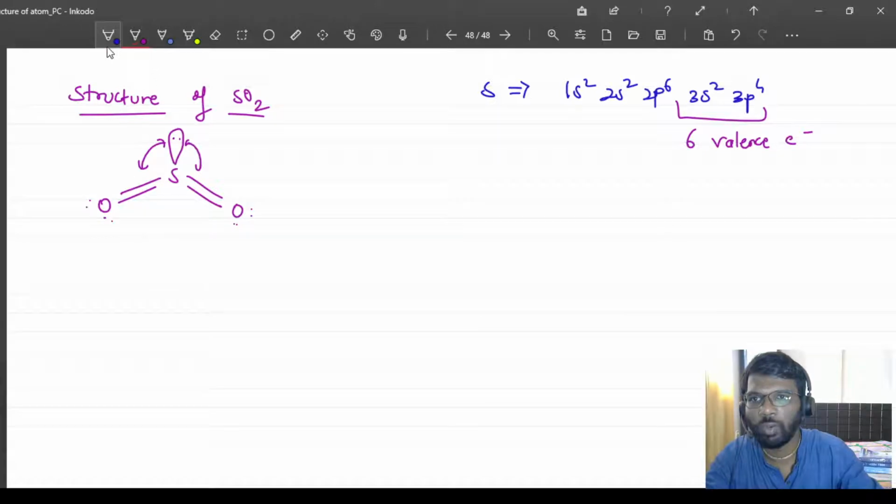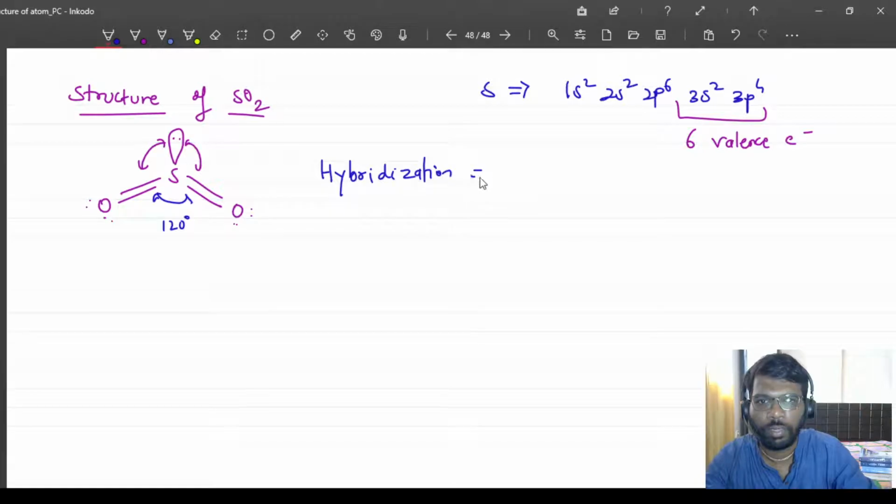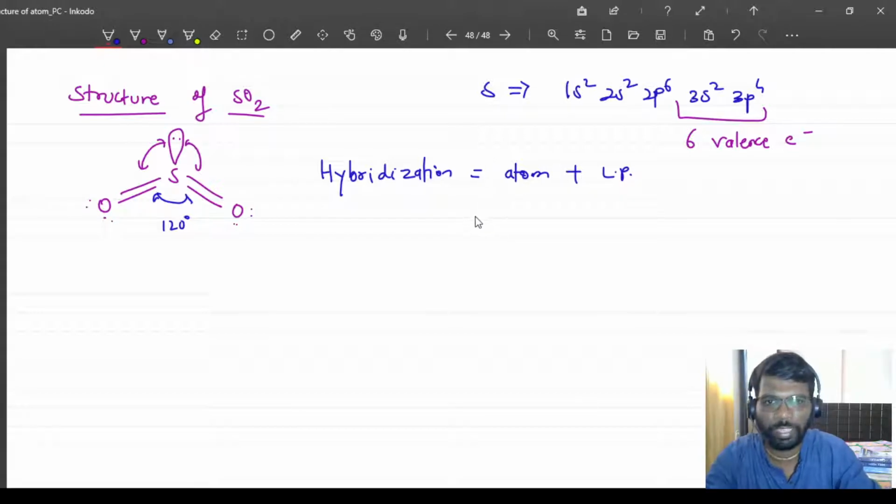And the bond angle of sulfur dioxide is 120 degrees. Approximately 120 degrees. Hybridization. If I talk about the hybridization, it is atoms connected plus lone pair, right? This is the shortest way of finding the hybridization.